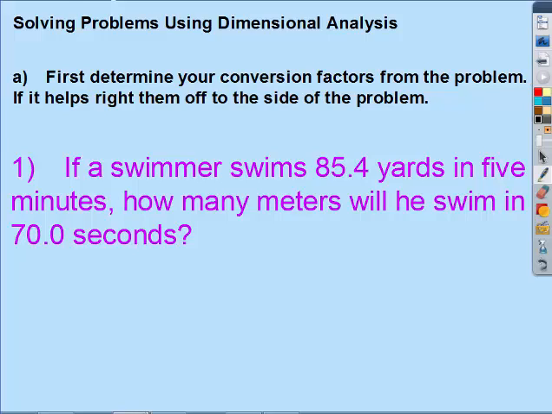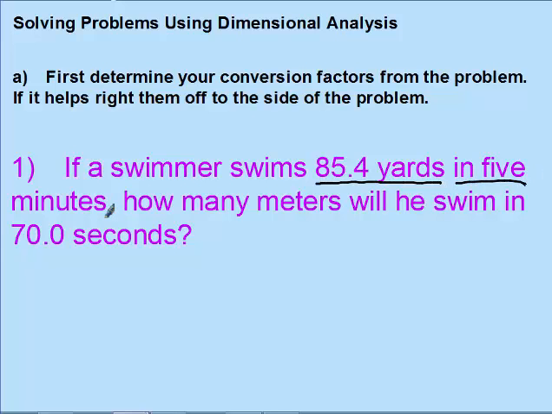So in problem 1, it says a swimmer swims 85.4 yards in 5 minutes. How many meters will he swim in 70 seconds? So from the problem, we know that he's swimming 85.4 yards in 5 minutes. So that's not something that I would have known if it wasn't given in the problem.